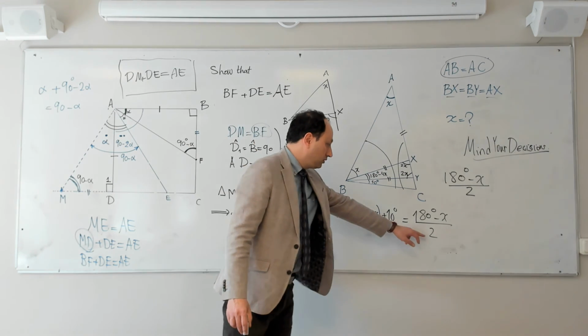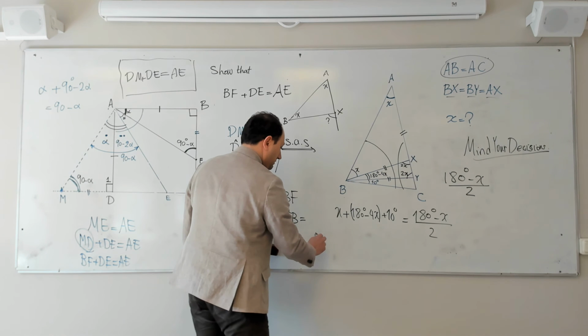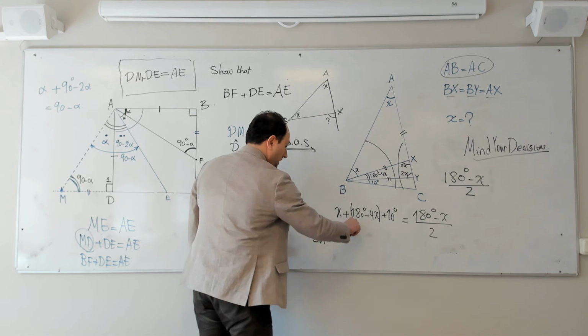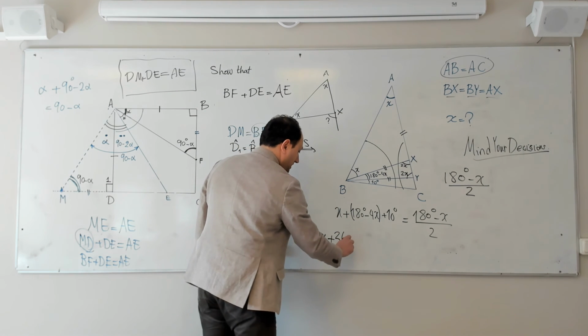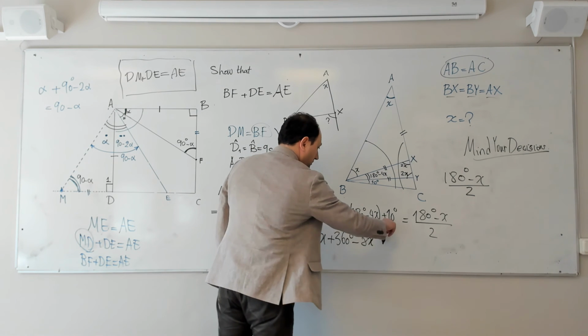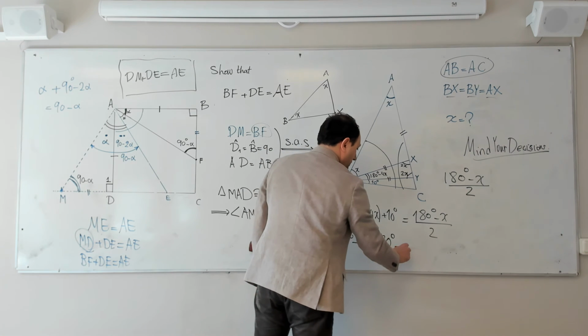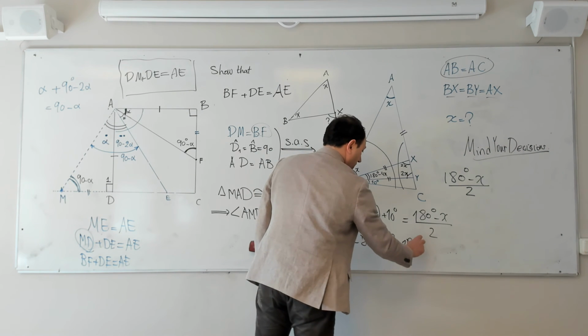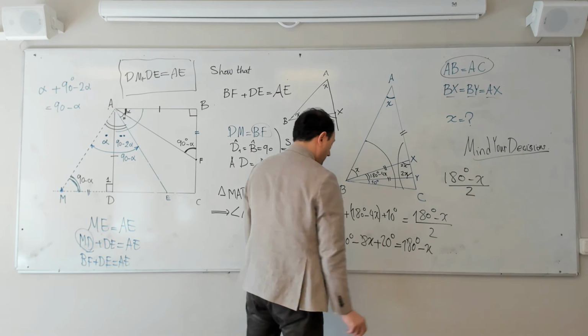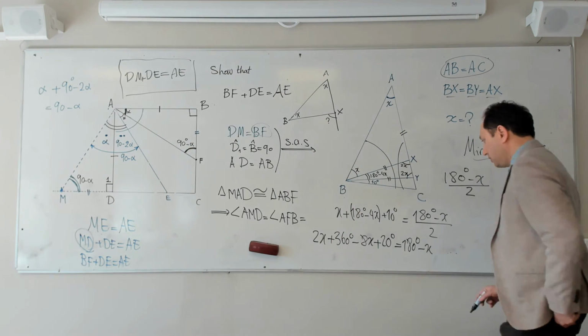And then I don't like fractions, so I multiply by 2, so it becomes 2x. I multiply this by 2, 360. I multiply this by 2, minus 8x. I multiply this by 2 is 20. And then I multiply this by 2, the 2 is gone, so it becomes 180 minus x. And then I try to solve this equation. So let me just do most of it in my head.